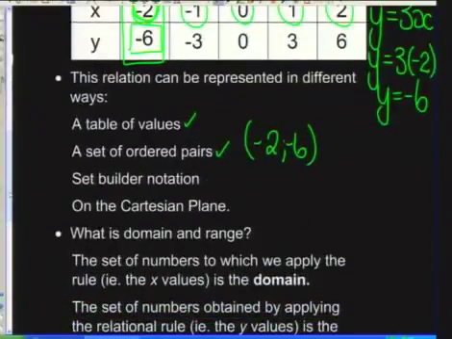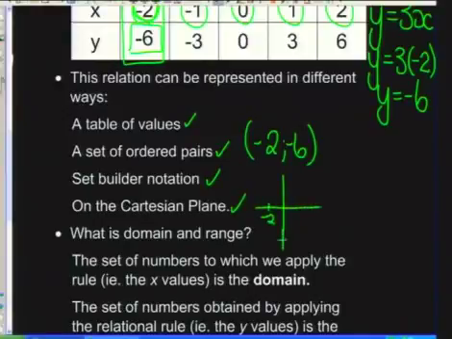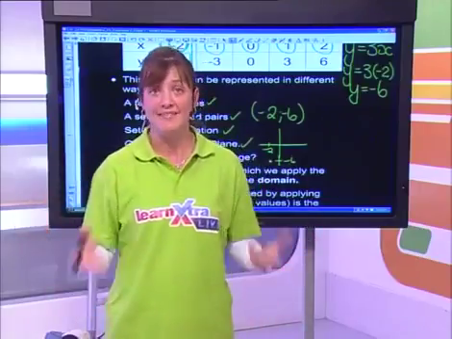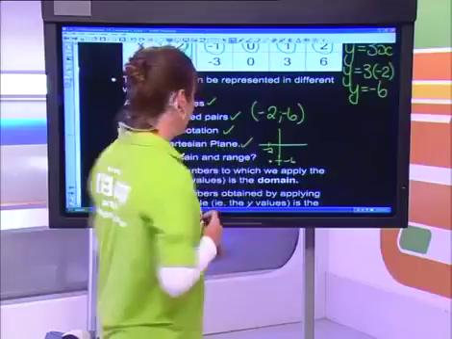We can show it in set builder notation, or we can show it on the Cartesian plane, where we actually plot the point of negative 2 and negative 6. That's a very rough drawing, but that's sort of what it would look like on your graph. So those are different ways that we would represent your relations.